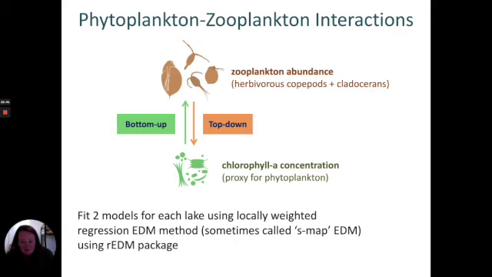So for these time series, we were interested in modeling the bottom-up effect of phytoplankton on herbivorous zooplankton and the top-down effect of zooplankton on phytoplankton. And to do this, we fit two models for each lake, one for each of these processes. And we did that using this R EDM package.